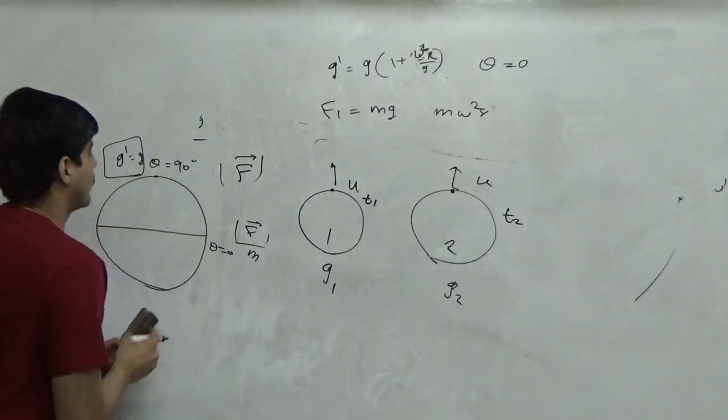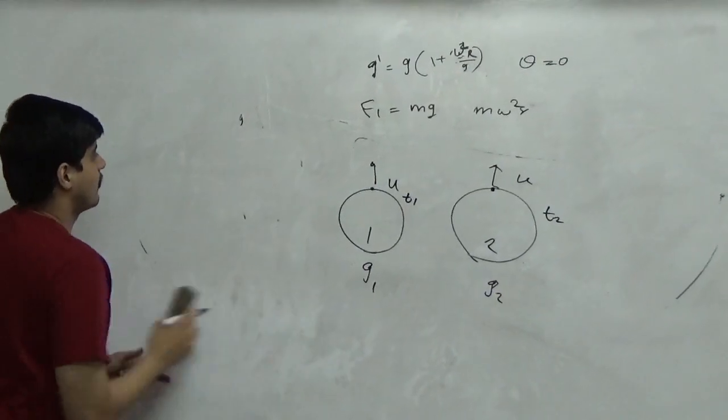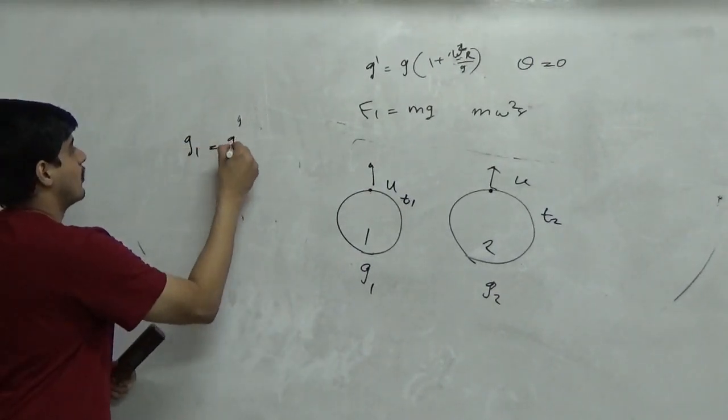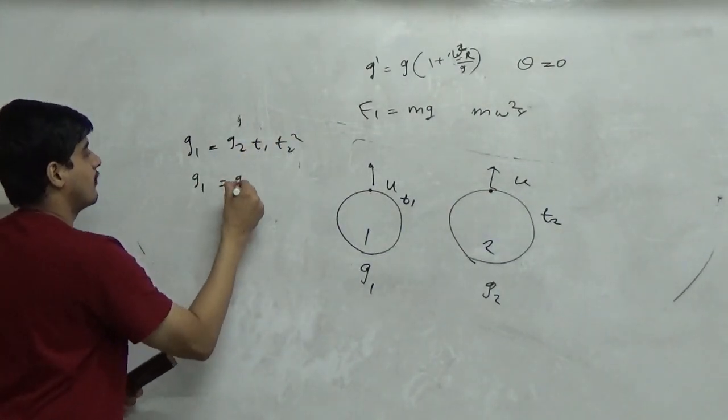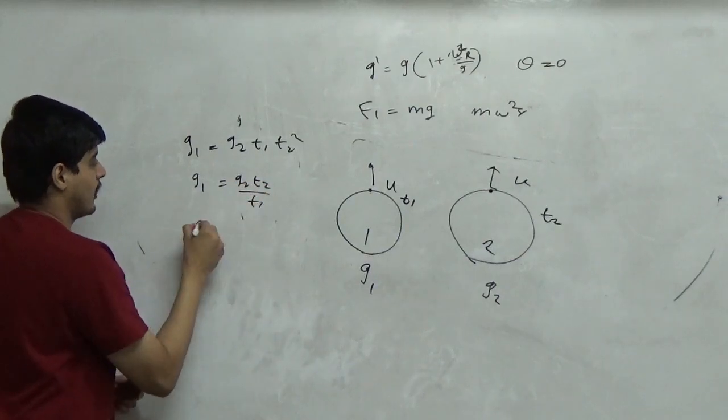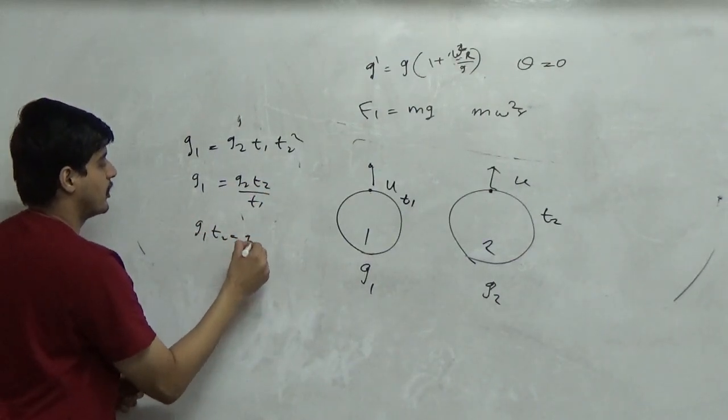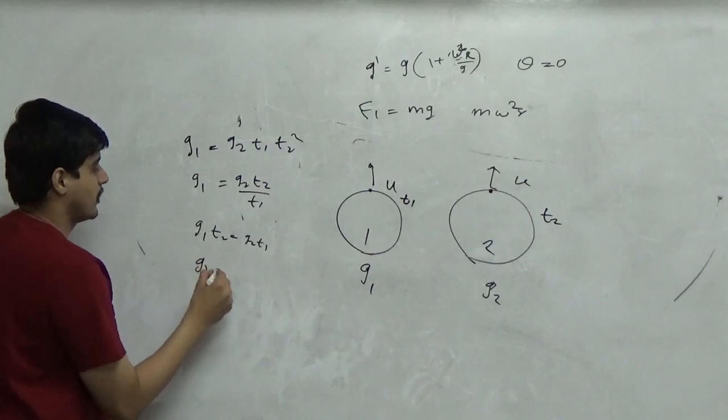And options given were something like this. One option was g1 equal to g2, T1, T2 square. Another option was g1 equal to g2, T2 by T1. Another option was g1, T2 equal to g2, T1. And last option was g1 equal to g2.